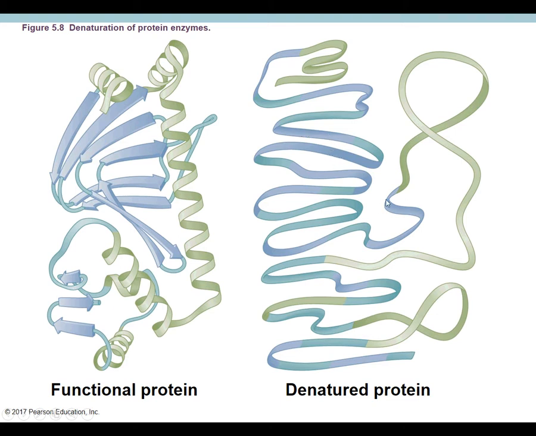Low temperatures do not denature proteins. Low temperatures just make the proteins move more slowly. The cycle of the enzyme will be slower, but it won't denature the proteins. That's really important. So low temperatures, like freezing something, do not denature the proteins.